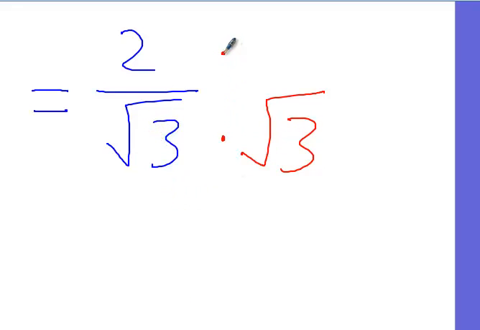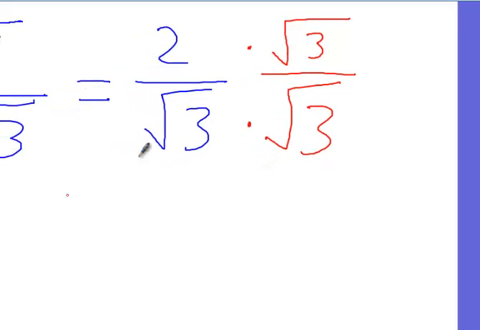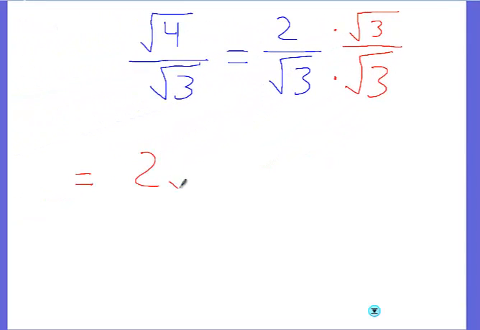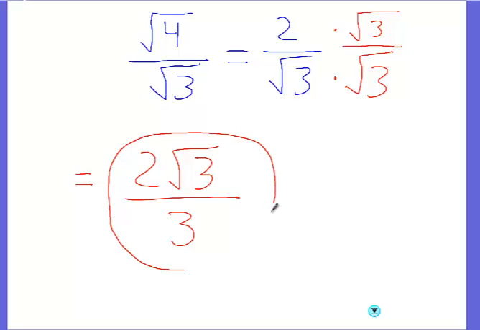But because we're doing mathematics, anything you do to one, you have to do the other. So whenever you do the denominator, you must do the numerator. Okay? And now we get 2 times square root of 3 is just 2 square root of 3. Square root of 3 times square root of 3 is just 3. Okay? And now we gotta look. Can we simplify this at all? No. We're good to go.